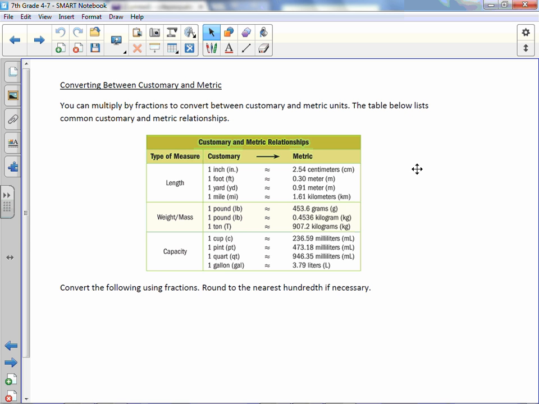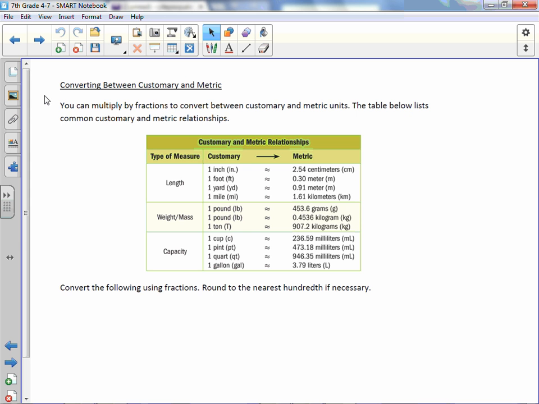So the customary units that you're used to dealing with are inches, feet, yards, miles, pounds, tons, cups, pints, quarts, gallons, etc. That's what we use in the United States. However, in other countries, they use the metric system, which is centimeters, millimeters, meters, kilometers, milliliters, grams, kilograms, etc. Okay? So we oftentimes need to convert from one to the other, customary to metric, or vice versa. So we're going to use multiplication of fractions to help us get there.